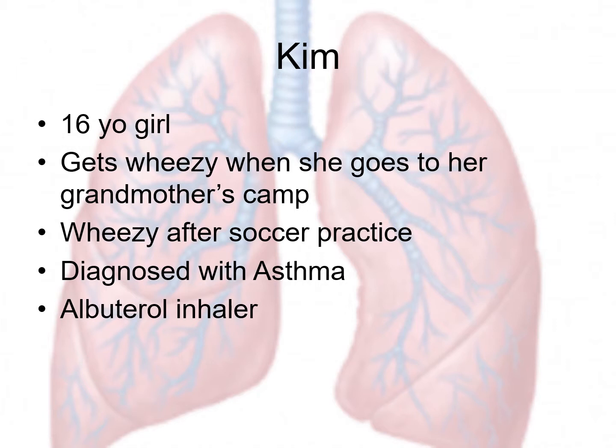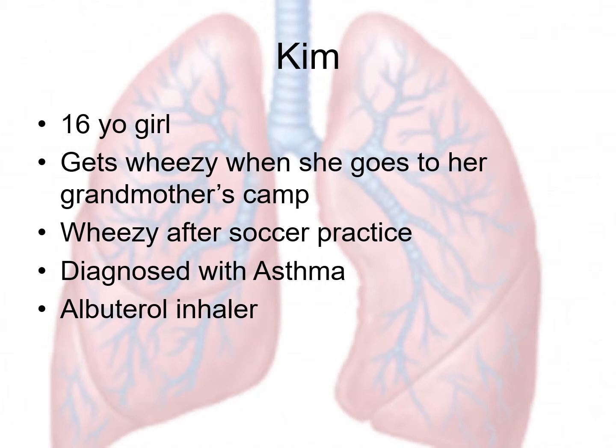So let's talk about Kim. She's 16. She gets wheezy when she goes to her grandmother's camp. She gets wheezy after soccer practice. She's been diagnosed with asthma. So she's been started on an albuterol inhaler. Well, albuterol is a short-acting beta agonist.